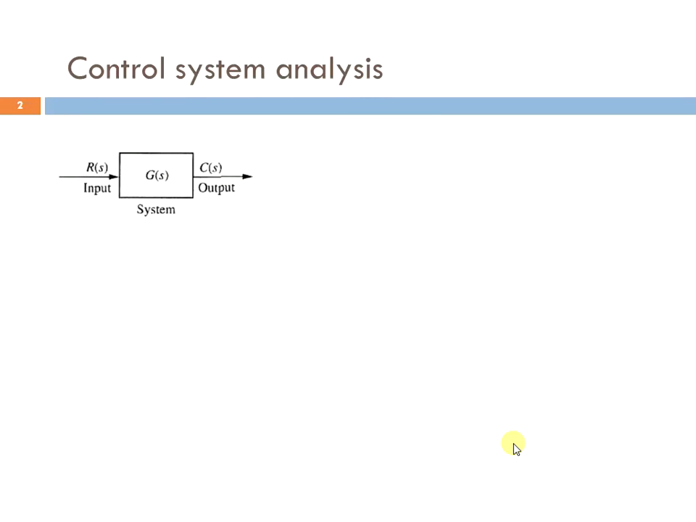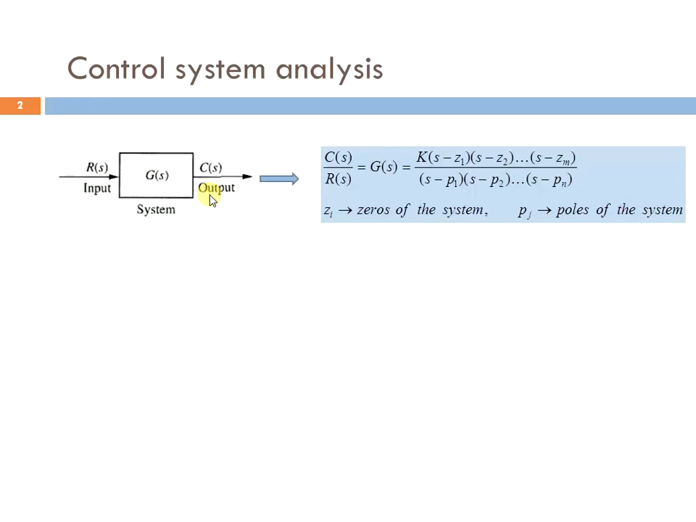Starting with the simplified block diagram representation of a control system modeled by a transfer function, we see that it is basically a characterization of the system as a ratio of the Laplace transform of the output signal C(s) and the Laplace transform of the input signal R(s), which we call the transfer function of the system. One form of representation of the transfer function is as a ratio of products of factors in the Laplace variable s. The numerator factors are referred to as zeros of the system, and the denominator factors are the poles of the system.